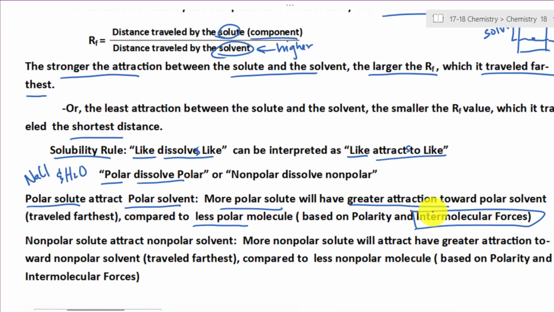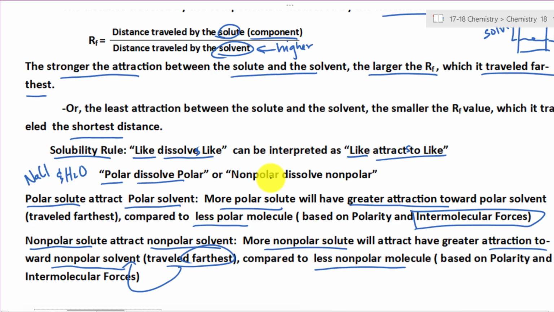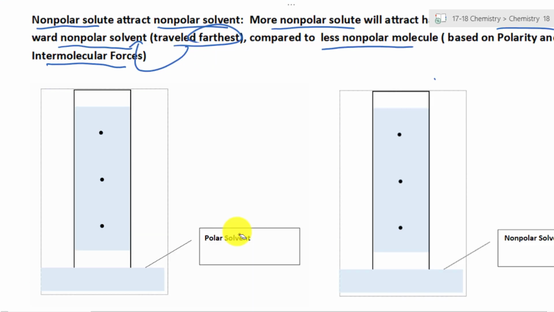Of course, a nonpolar solute would have a greater attraction toward a nonpolar solvent. So the more nonpolar a solute is, the greater attraction it has toward the nonpolar solvent, which means it will travel farthest in a nonpolar solvent, which it wouldn't do here, right? By looking at the type of solvent, we can determine which component will travel the farthest or the shortest, compared to less nonpolar molecules. And again, we use intermolecular forces. Let's look at an example.